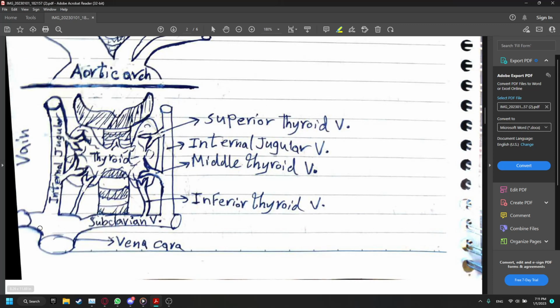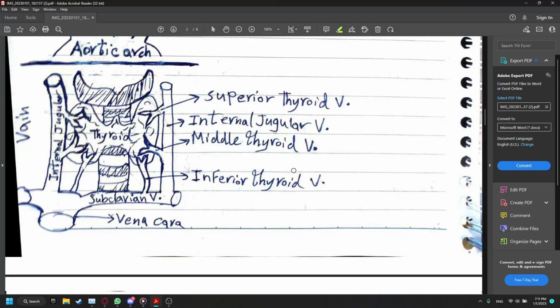The left one has the left internal jugular, and the right one, the right internal jugular vein. That's how we say it. The internal jugular veins give rise to two veins that are called the superior and middle thyroid veins, right?